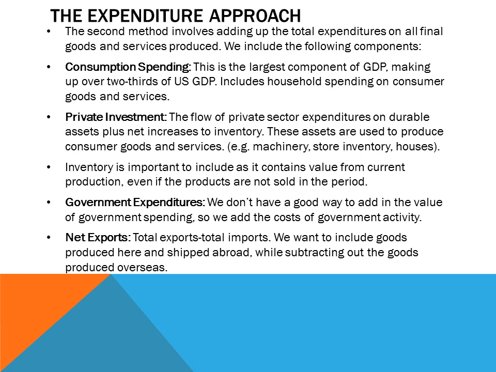Next, inventory is important to include as it contains value from current production, even if the products are not sold in that period. Next, government expenditures. We don't have a good way to add in the value of government spending, so we add the costs of government activity. And finally, we want to include net exports. That is, total exports minus total imports. We want to include goods that are produced here within the border of the United States and shipped abroad, while subtracting out the goods produced overseas.